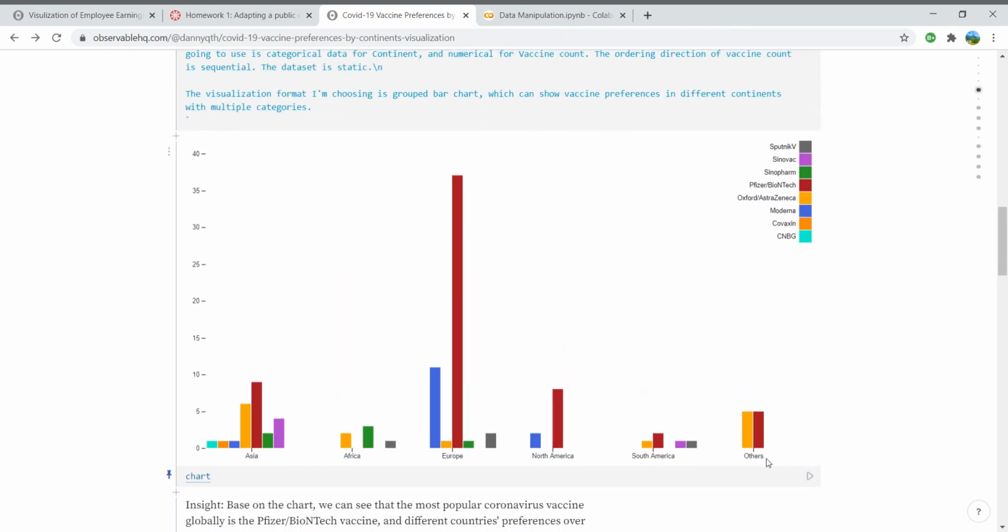There's also another column called others, and that is because the original data set also includes some of the regions that are not supposed to be independent countries. For instance, England, Scotland, Wales, something like that. But to preserve the originality of the data set, I decided instead of deleting them, I'm just going to keep it there as the others category.